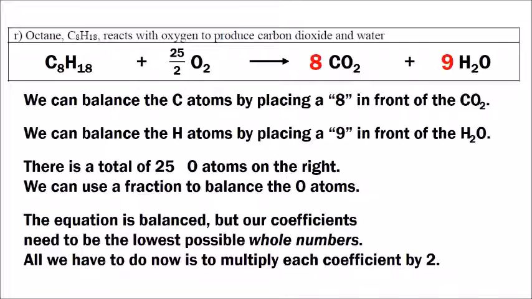but now we have to get the lowest possible whole numbers. So we have to multiply each coefficient by 2. And when we do this, the coefficients from left to right become 2, 25, 16, and 18. And the equation is balanced.